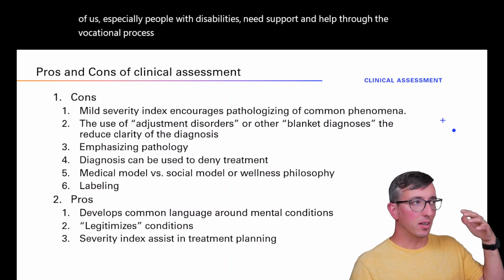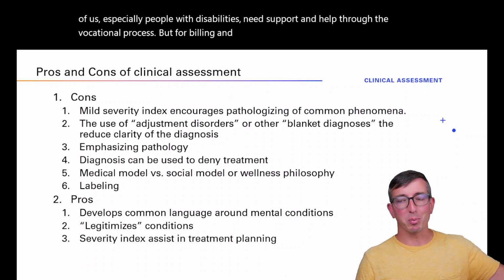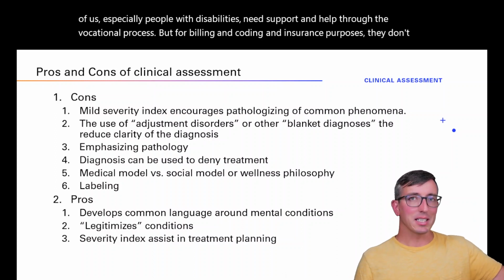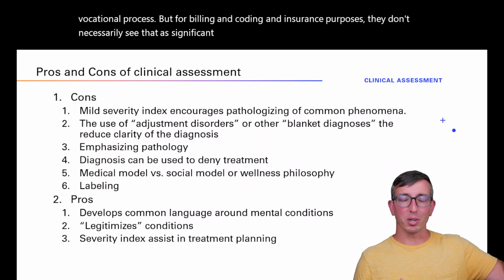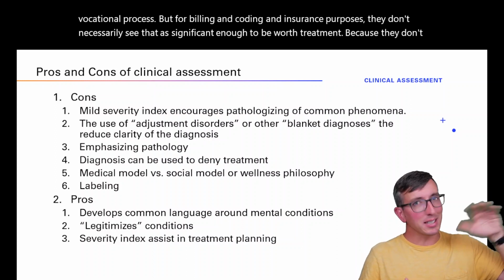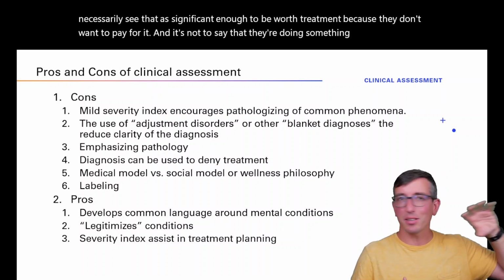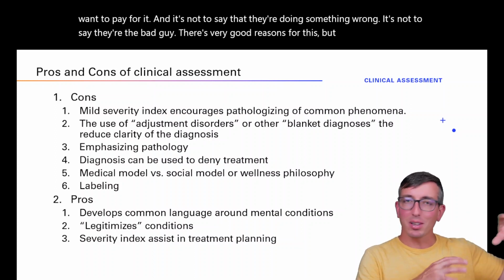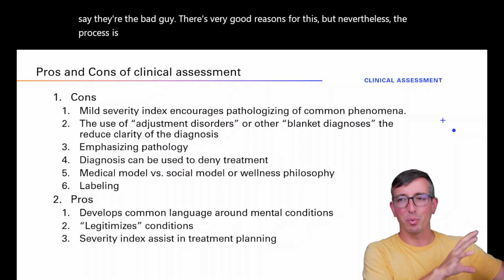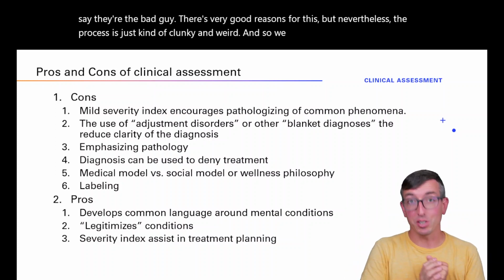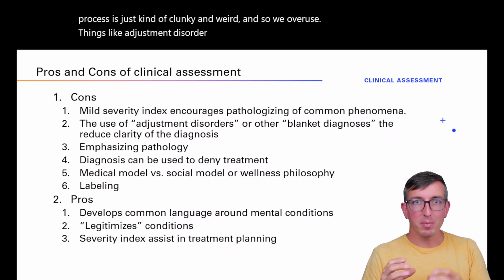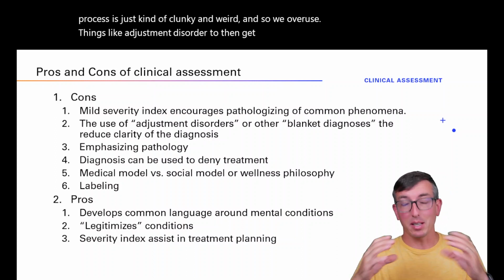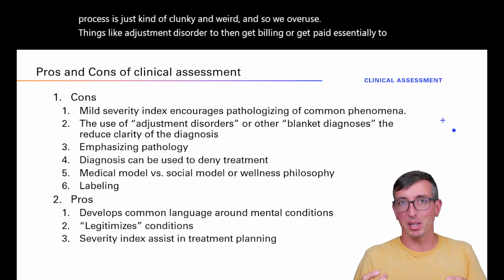But for billing and coding and insurance purposes, they don't necessarily see that as significant enough to be worth treatment because they don't want to pay for it. And it's not to say that they're doing something wrong. It's not to say they're the bad guy. There are very good reasons for this. But nevertheless, the process is just kind of clunky and weird. And so we overuse things like adjustment disorder to get paid, essentially, to use that for billing purposes.